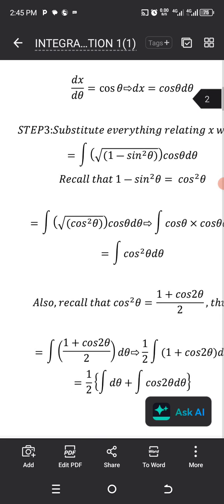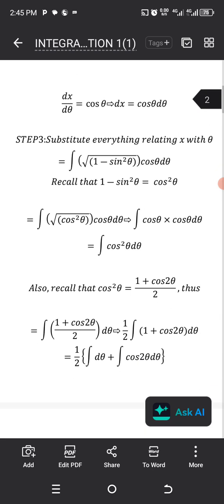So that is standard, from trigonometry. And go back to the topic and learn more, so to know how we arrive at this. You can see that the integral of square root of 1 minus sine square theta eventually changes to what? Integral of square root of cos square theta multiplied by cos theta d theta.